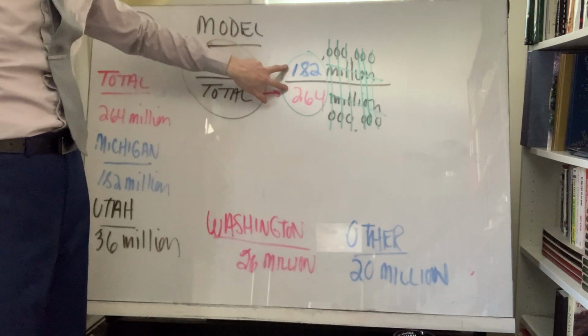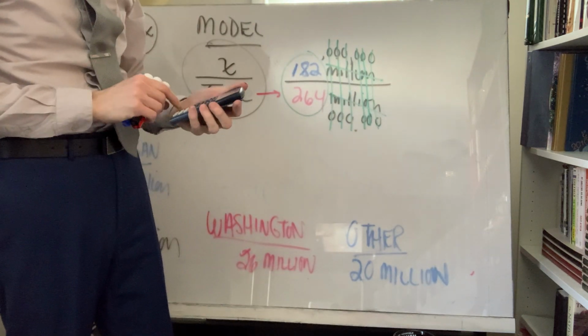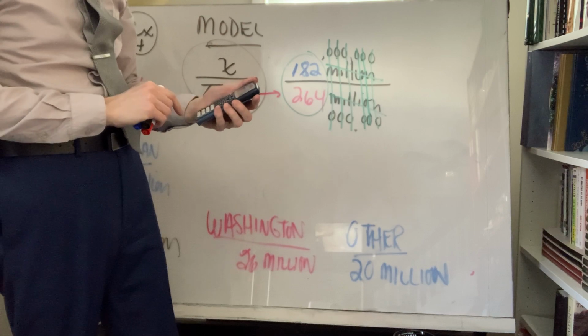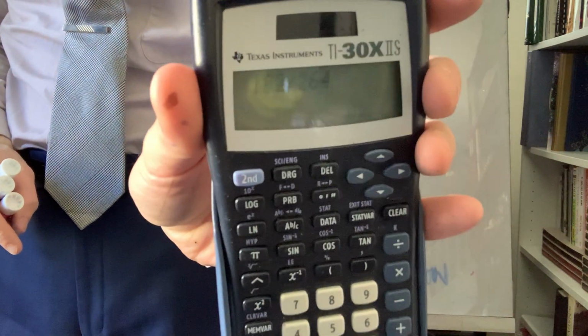Anyhow, you would now take your calculator, rather than reinvent the wheel, and type in 182 divided by 264. So you'd see something like that. I'm sorry about the glare.